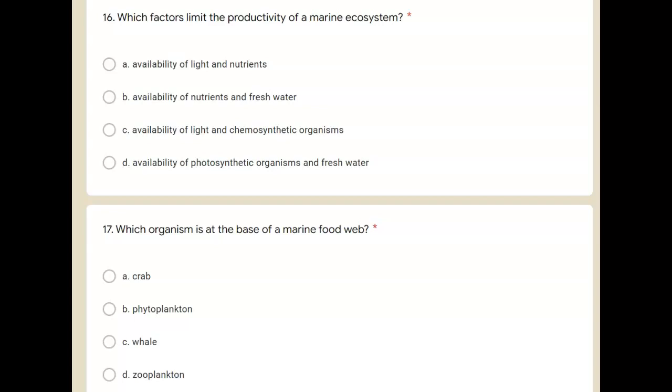Number 17. Which organism is at the base of a marine food web? A. A crab. B. Phytoplankton. C. Whale. D. Zooplankton.